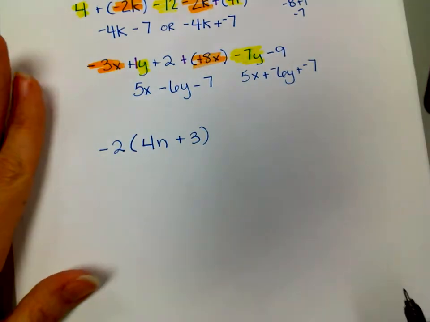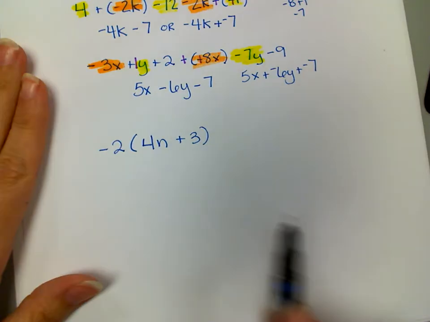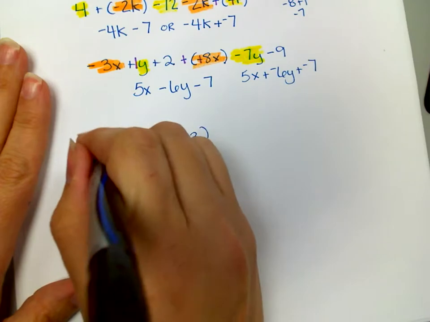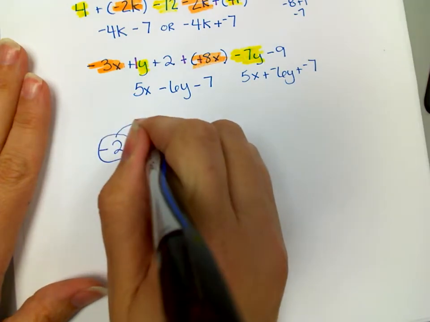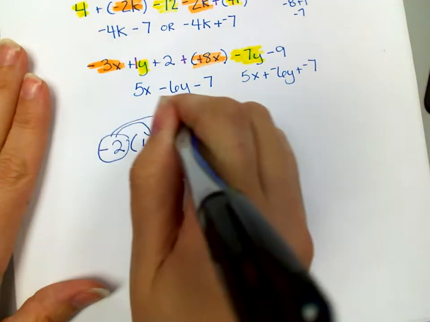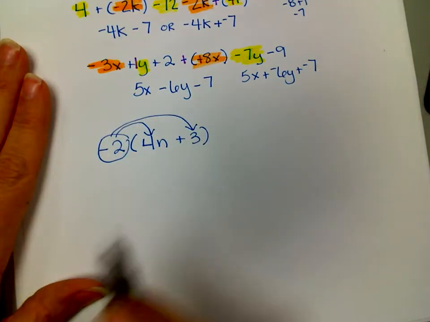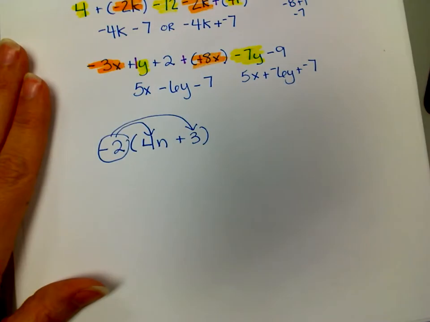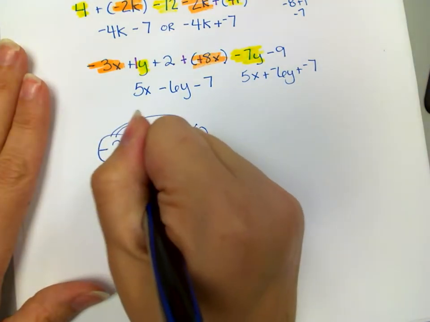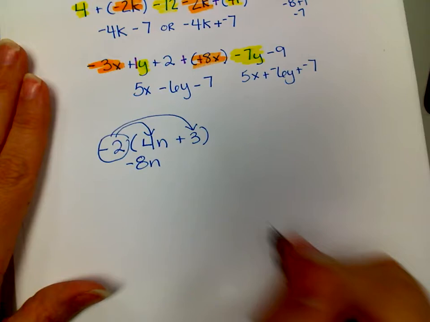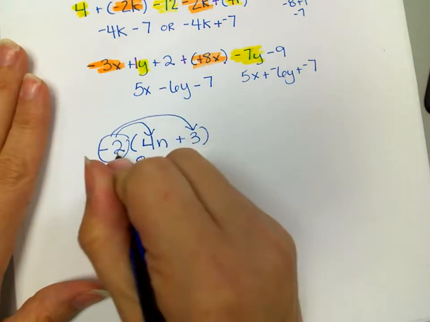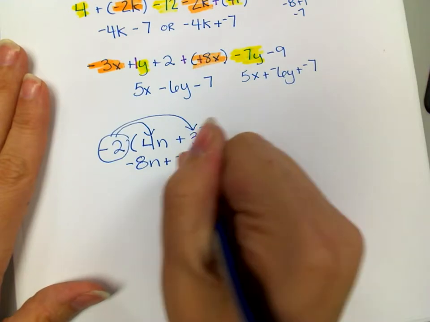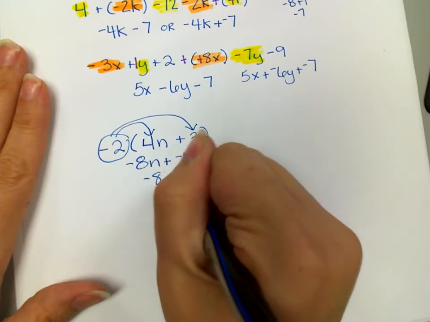Okay, what I'm going to do is distribute this to these terms. So I'm going to distribute this negative 2 to the 4n and then negative 2 times the 3. Okay, and that means multiply because there's nothing there, right? So negative 2 times 4n would make negative 8n plus negative 2 times 3 is a negative 6. So that's negative 8n minus 6.